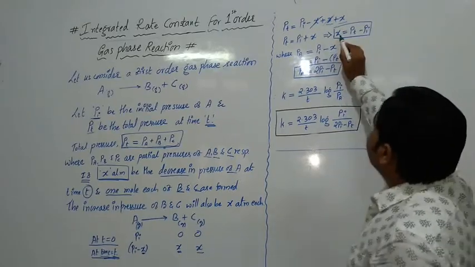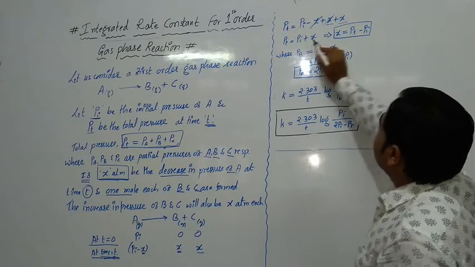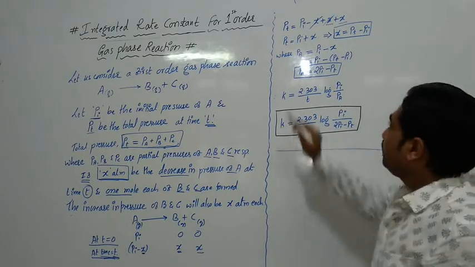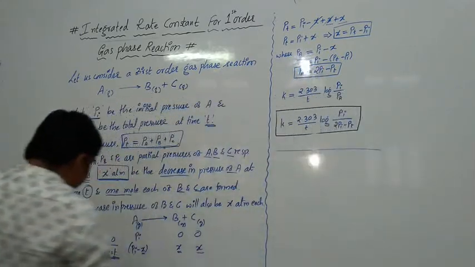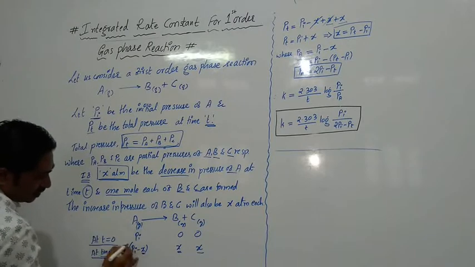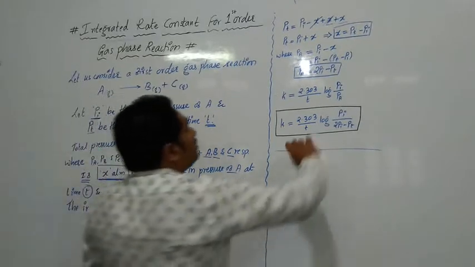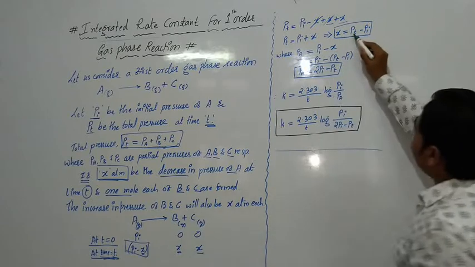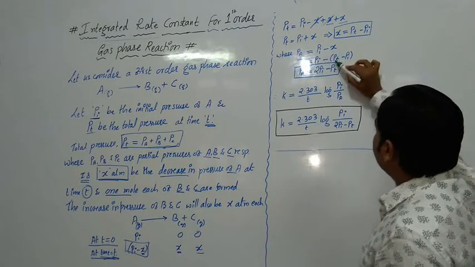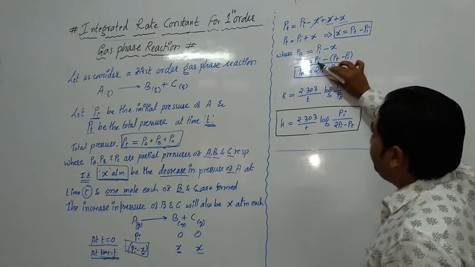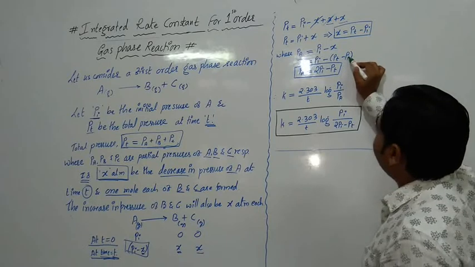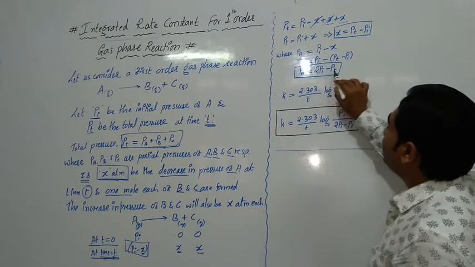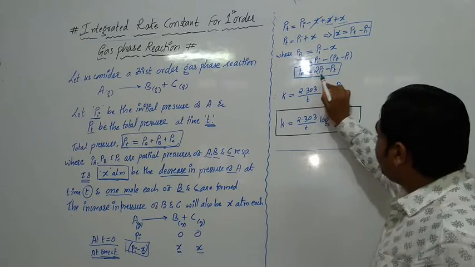So x equals Pt minus Pi, as this term goes to the other side. Now Pa, the partial pressure of A, is equal to Pi minus x. What is x? x equals Pt minus Pi. Let us put this in: Pa equals Pi minus Pt plus Pi, minus into minus is plus, so 2Pi minus Pt. Pa is equal to 2Pi minus Pt.